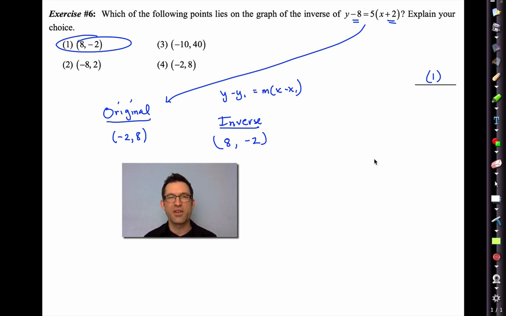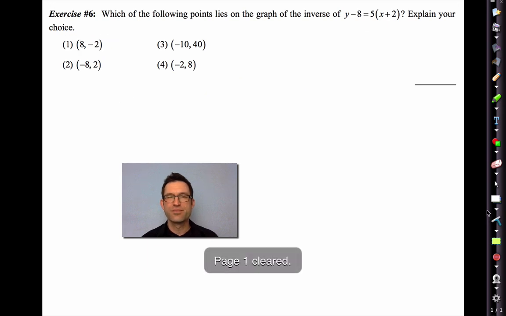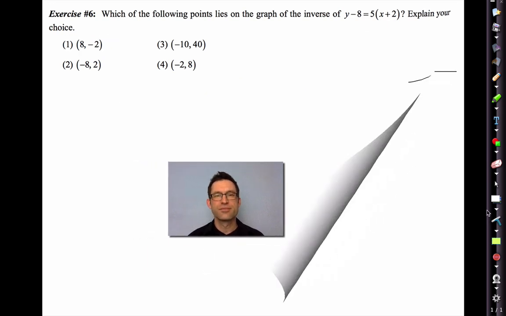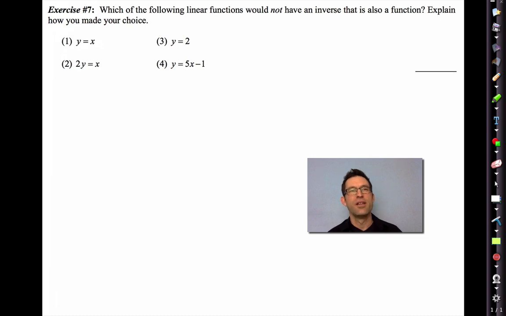All right, I'm going to clear this out. Here we go. All right, let's take a look at one last one. Which of the following linear functions would not have an inverse that is also a function? Explain how you made your choice. There's a lot of good ways of thinking about this, but take a look. One of those linear functions, and they all are linear functions, would not have an inverse that's also a function.